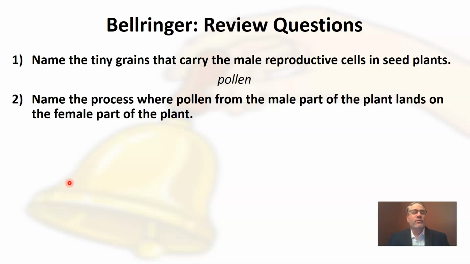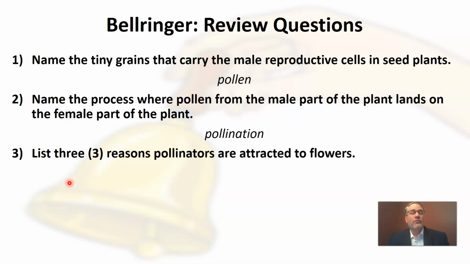Our second review question, name the process where pollen from the male part of a plant lands on the female part of the plant. So when pollen is transferred or is simply moved from male parts to female parts, we call that pollination.